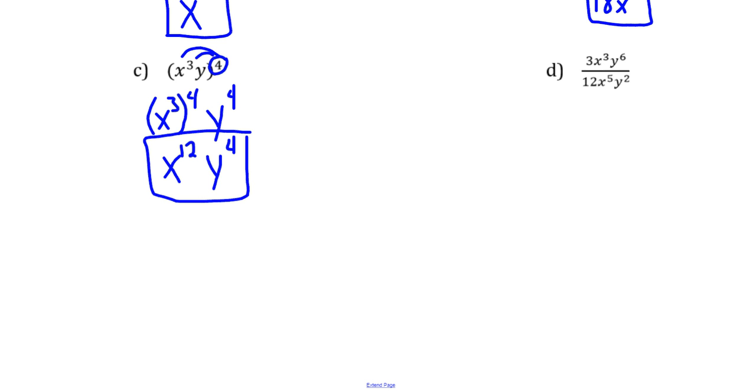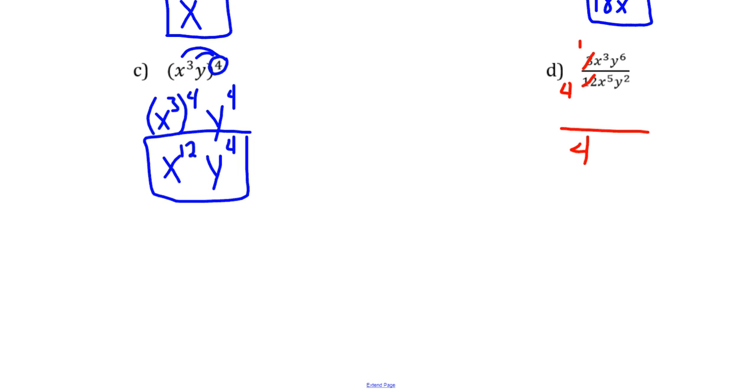And finally, I have this quotient here. 3x to the 3rd y to the 6th divided by 12x to the 5th y squared. So what we want to keep in mind is that we are dividing. And so, for example, this 3 over 12 is going to just reduce to 1 over 4. So we'll leave the 4 in the denominator there.